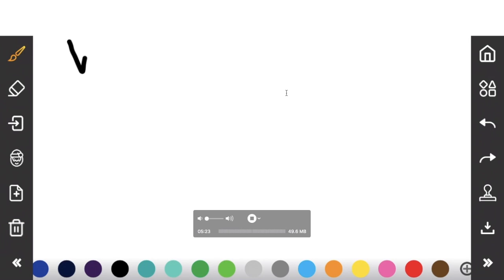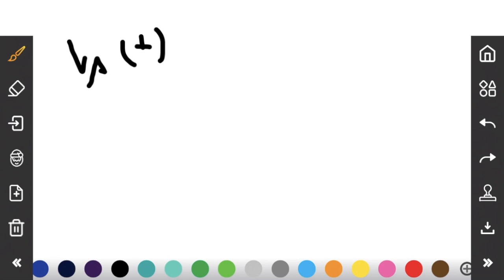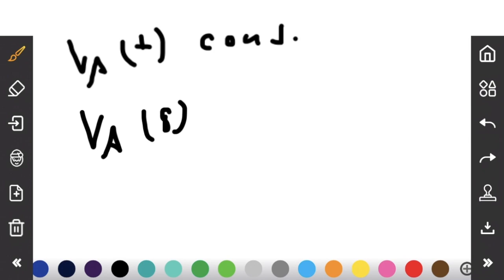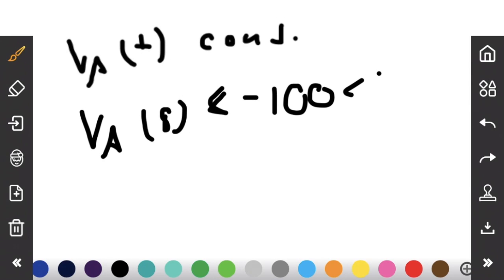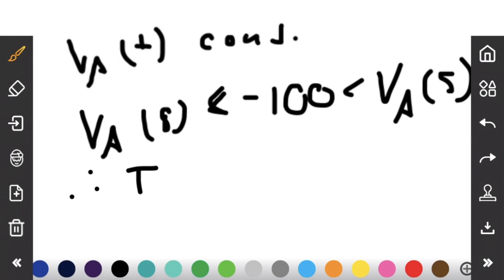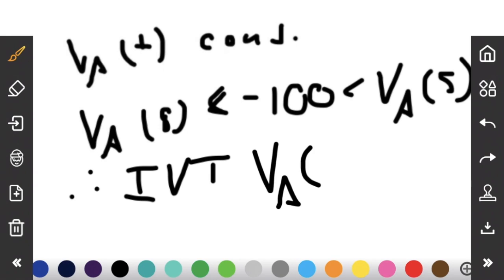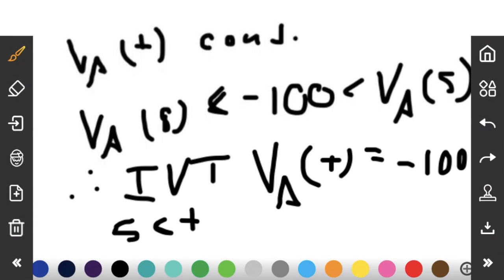And since VA of t is continuous, and VA of 8 is less than negative 100 is less than VA of 5, therefore, using the intermediate value theorem, we know that VA of t equals negative 100 for some t value between 5 and 8.